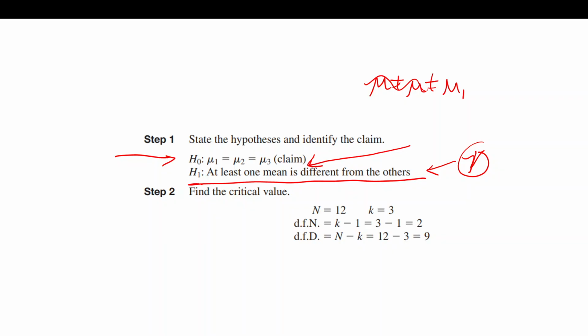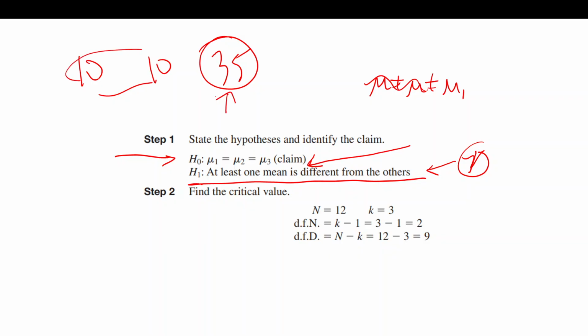It could be that like you have 10, 10, and like 35. Okay. And then this would show that really only this is the group mean that's way off. These two are actually equal. So it's not actually testing that they're all different. It's just testing that at least one is different. That's kind of an important part.